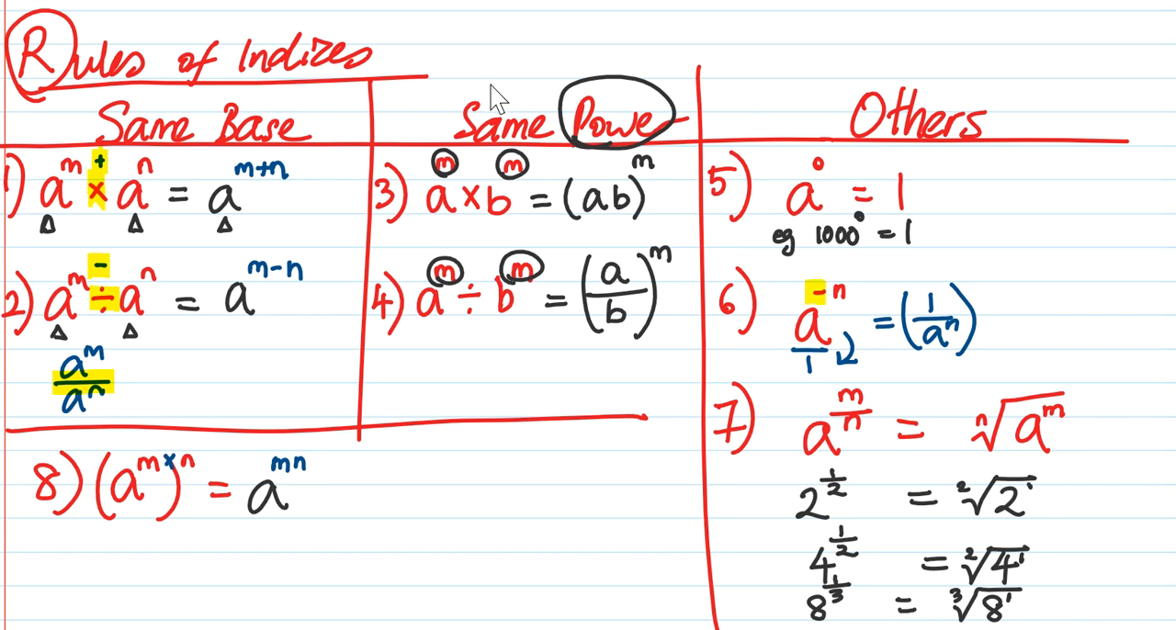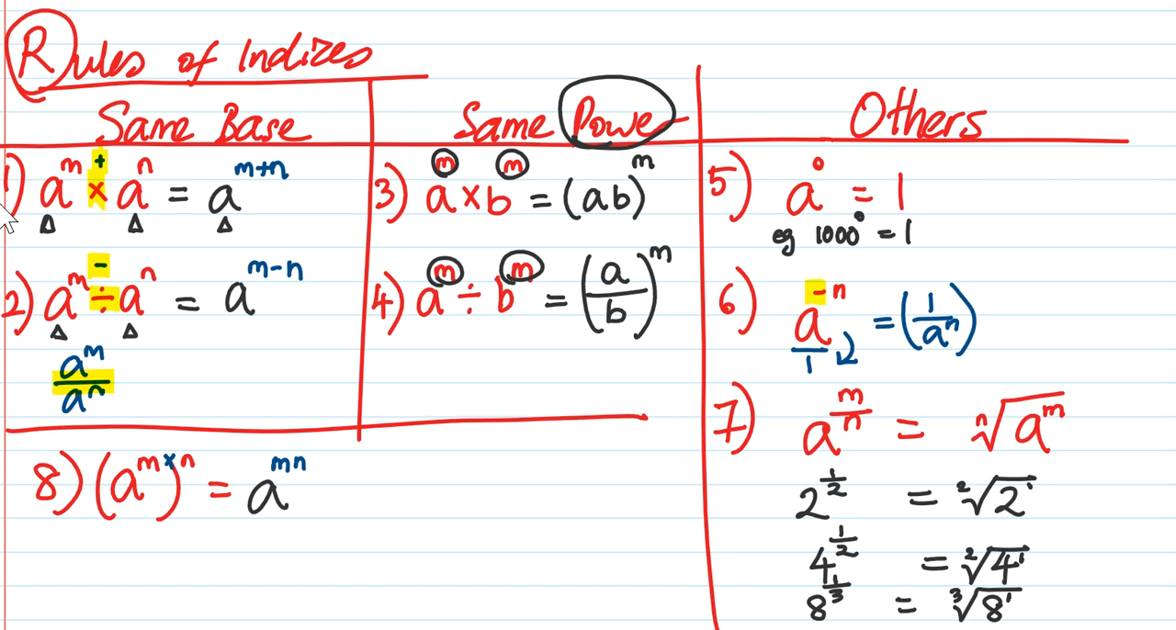What about if it's the same base and they divide? If it's divide, we take m minus n. So this is if they have the same base. Now what if they have the same power? So in this case the power is all m for rule 3 and rule 4.